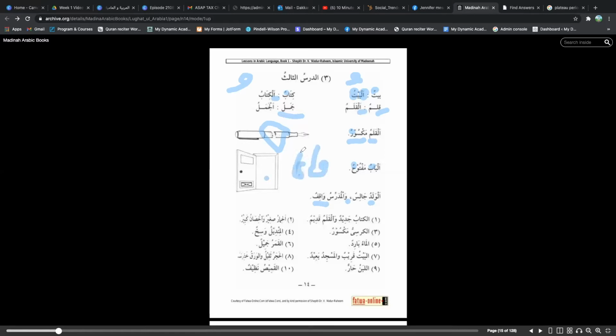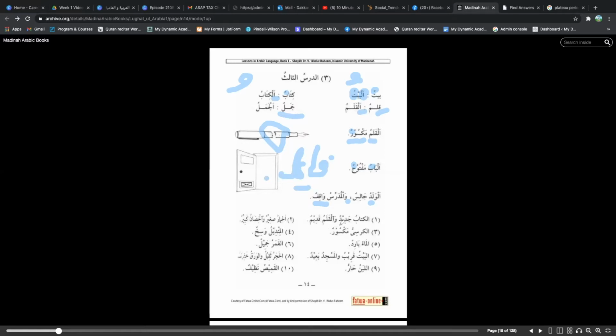Al-waladu jalisun wal mudarrisu waqifun, which is also on the wazn of what we call fa'il. Please excuse my handwriting. This is not easy to do. The fa'il is the doer. So when mudarrisu waqifun, it means he's doing that action. From waqafa, to stand. So waqifun, he's standing.